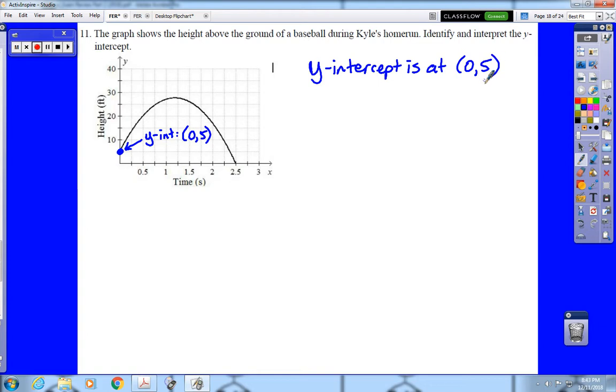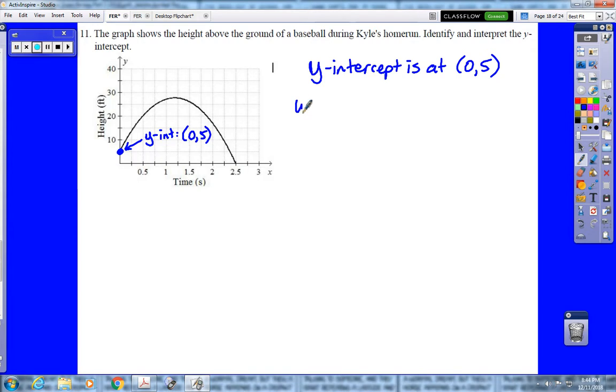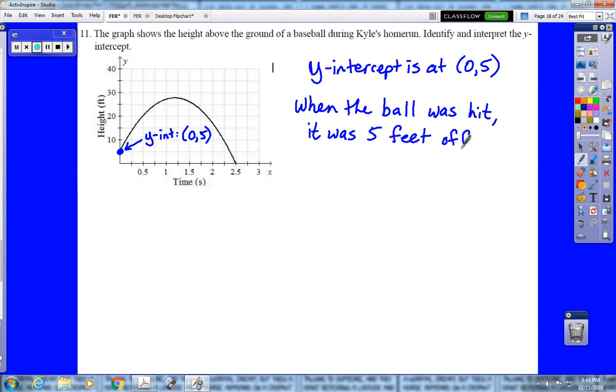And then interpret means we're supposed to write out in words what it means in the context of the problem. So in the context of the problem, that ball is being hit from an initial height of 5 feet. So we would say when the ball was hit, it was 5 feet off the ground. And that handles the identifying and the interpreting.